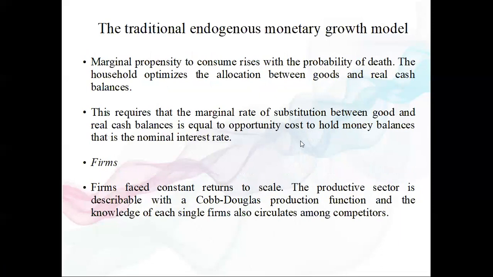The household optimizes the allocation between goods and real cash balances. This requires that the marginal rate of substitution between goods and real cash balances is equal to the opportunity cost to hold money balances, that is the nominal interest rate, as we have seen before.